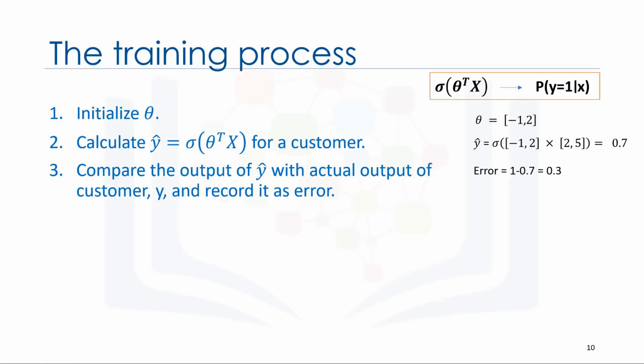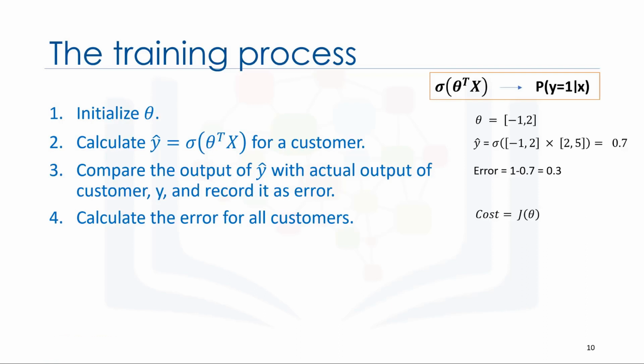Step 3. Compare the output of our model, y hat, which could be a value of, let's say, 0.7, with the actual label of the customer, which is, for example, 1 for churn. Then record the difference as our model's error for this customer, which would be 1 minus 0.7, which of course equals 0.3. This is the error for only one customer out of all the customers in the training set.